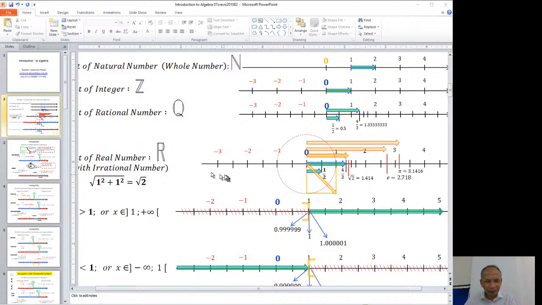And the real numbers include all the others: Q, Z, N.